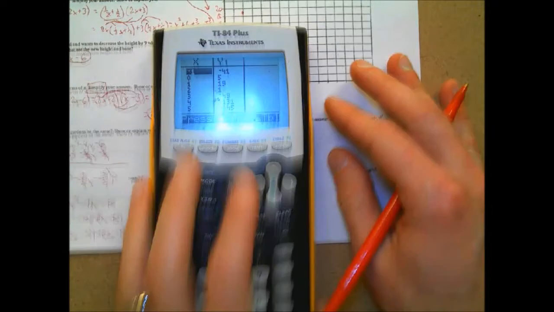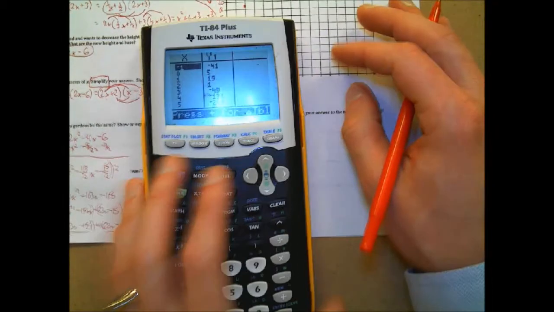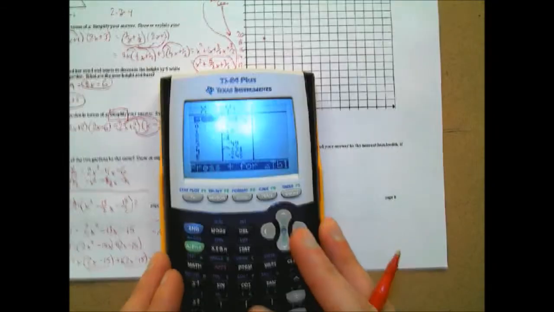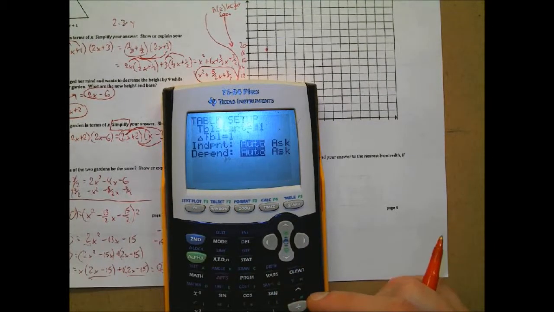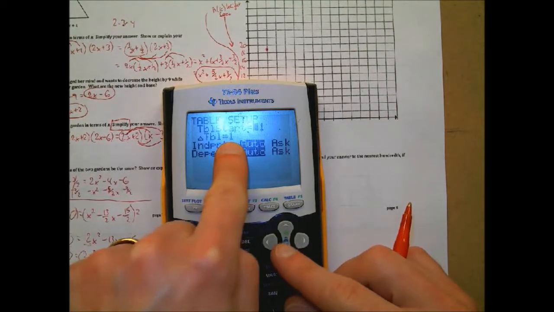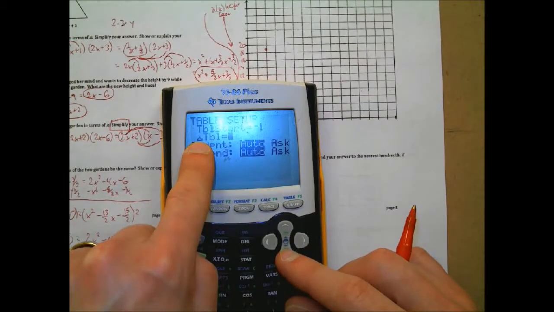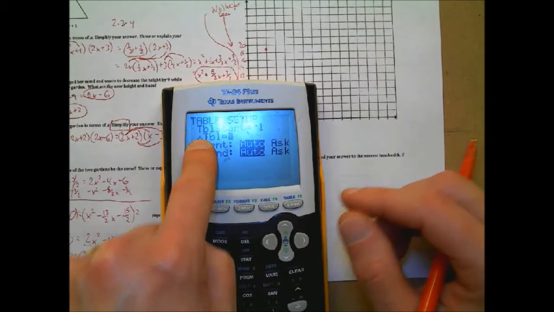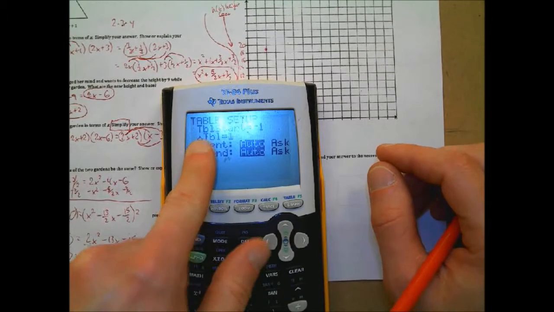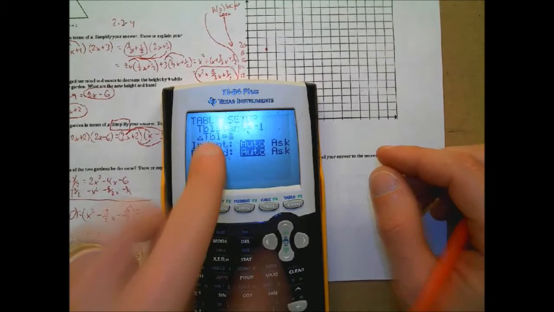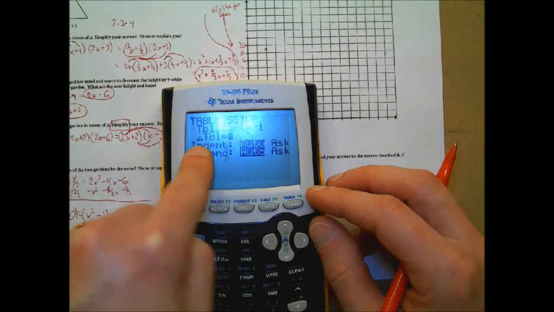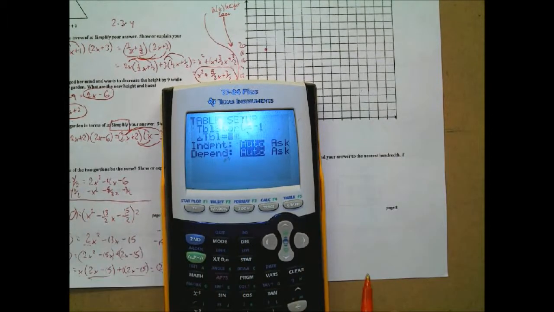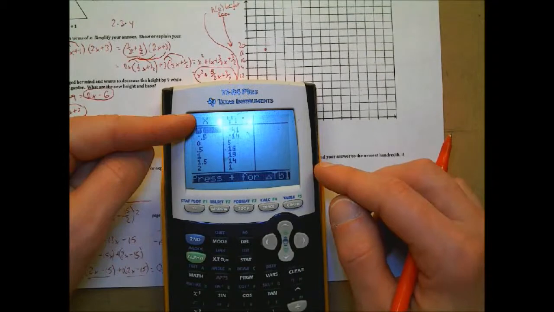Since I'm counting by 0.5s down here, if you want to be able to count by 0.5s in your table, press second window, and then we're going to change this triangle table. That triangle is actually a Greek letter delta. Delta stands for change. So what this is trying to say is, how is our table changing? Right now it's counting by 1s. If I change it to 0.5, now my table will count by 0.5s.